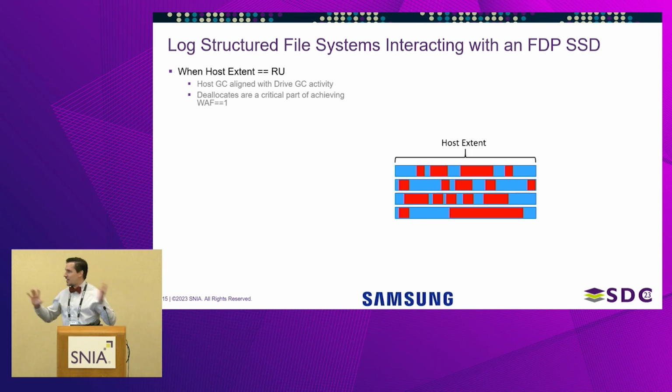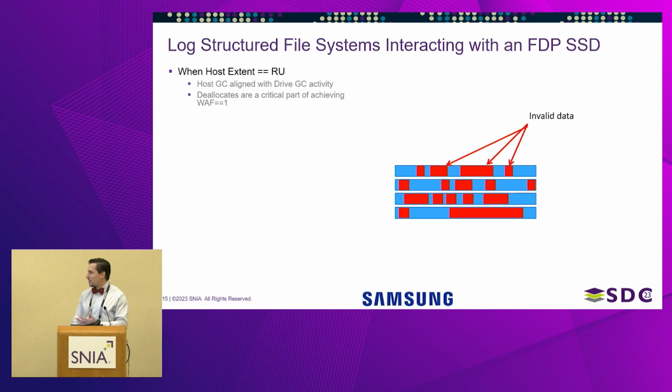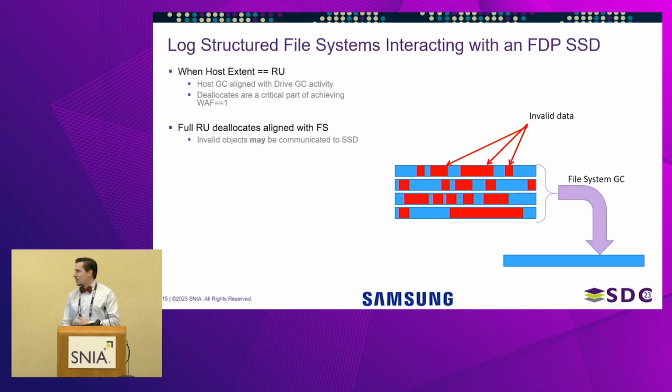So setting host extent equal to an RU is the easiest to visualize. And this is where I also see it as a deallocation assurance to achieve a write amplification of 1. We can see this host extent shown here, and I have some invalid data diagrammed there. And so now when we take these 4 RUs that are diagrammed and you do the file system level garbage collection, you're able to deallocate all 4 of them together, and that'll provide your write amplification of 1.